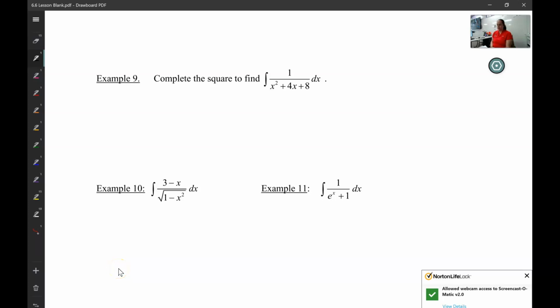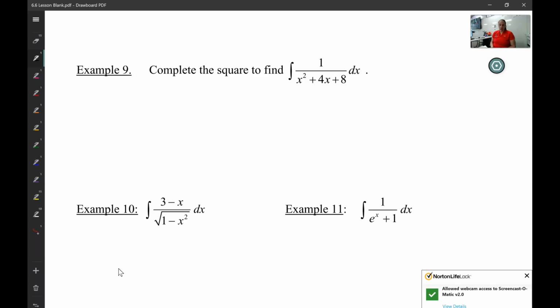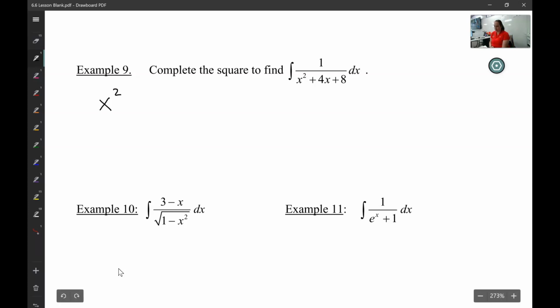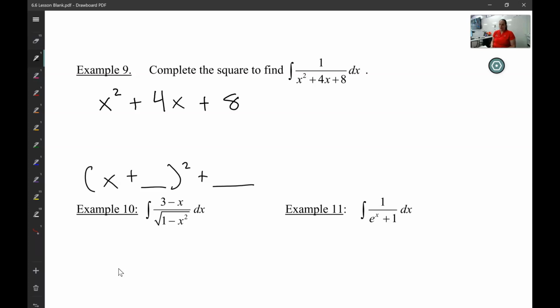Last examples. Let's start with example number 9. This one says we need to start by completing the square. Now, some of you may not remember completing the square, so let's remind you of it. If I want to complete the square, what I'm essentially doing is I want to put x plus, actually let me write this down here. I want to do x plus something squared plus something. That's what I want to end up with.